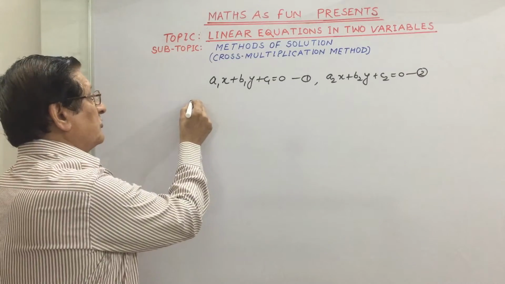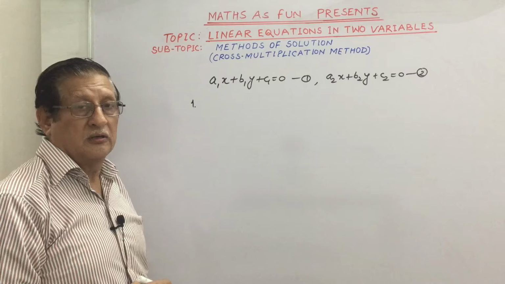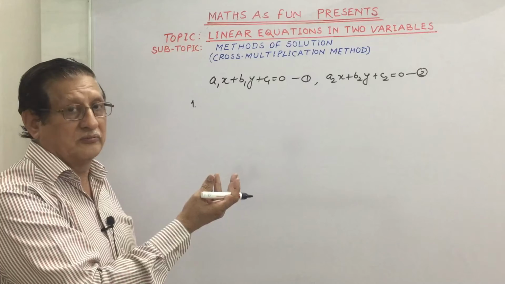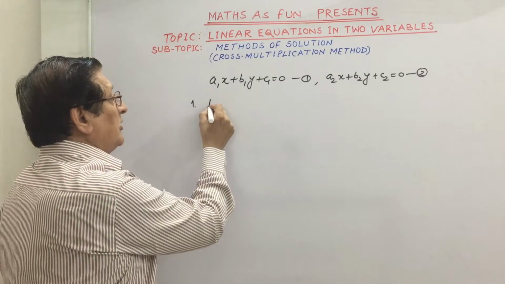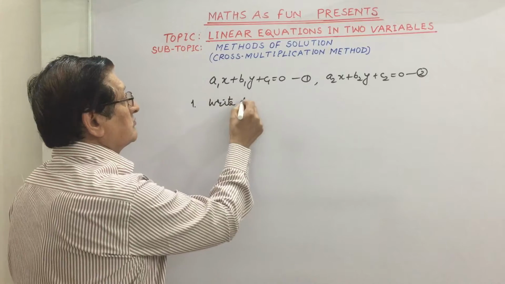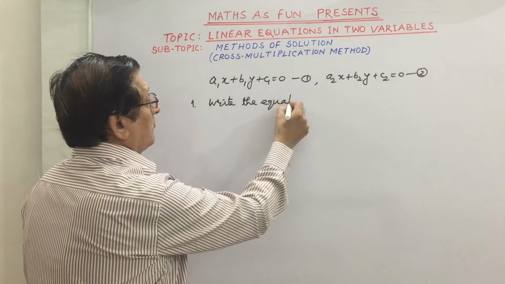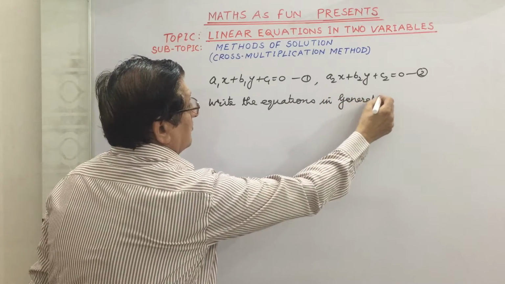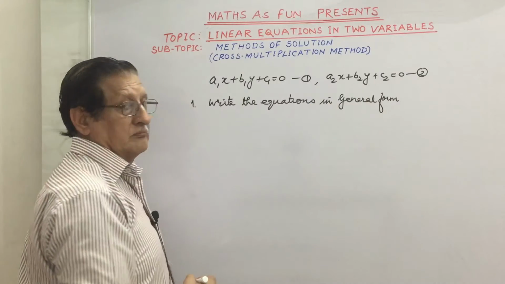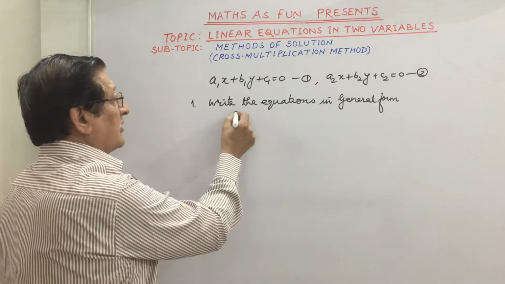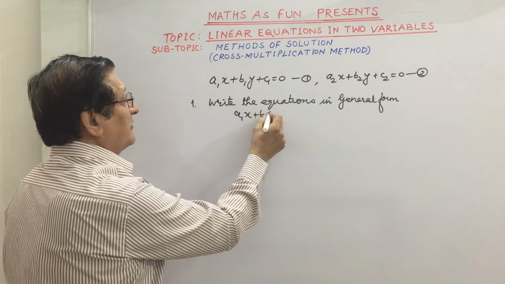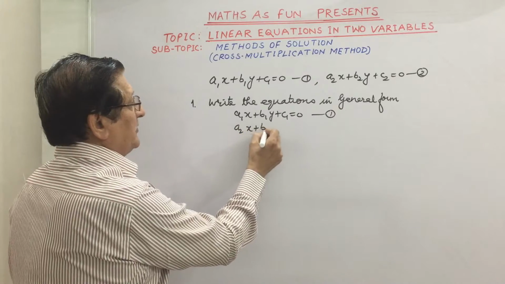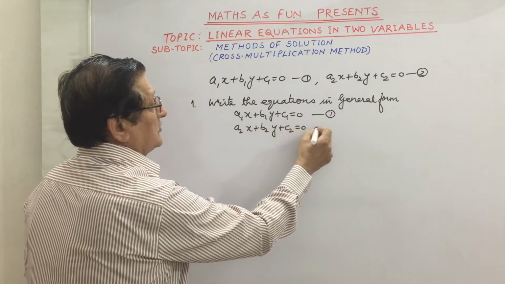The first step we have to take is to take all the terms on the left hand side to write that in the general form. You know the meaning of general form. So write the equations in general form. That is this. And we can write them as a1x plus b1y plus c1 equal to 0, and a2x plus b2y plus c2 equal to 0.